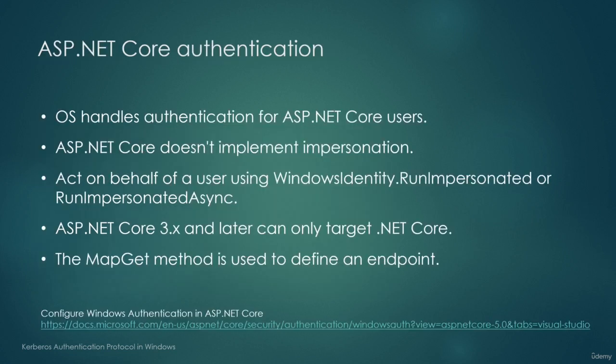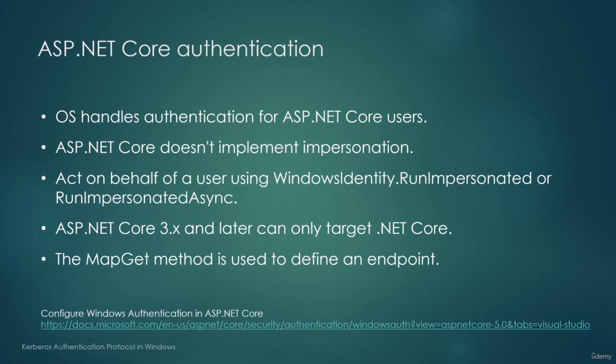Windows authentication relies on the operating system to authenticate users of ASP.NET Core applications. ASP.NET Core doesn't implement impersonation, and all the requests are processed under the application pool or process identity. If the application should perform an action on behalf of a user, we can use the methods WindowsIdentity.RunImpersonated or RunImpersonatedAsync in a terminal inline middleware in Startup.Configure.